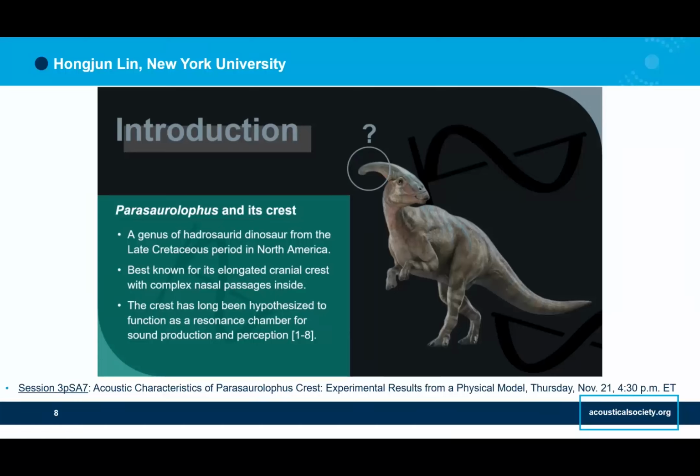It turns out that Parasaurolophus is a genus of hadrosaurid dinosaur from the late Cretaceous period in North America, and it is very, very famous for its cranial crest at the back of their skulls. This structure has long been hypothesized to function as a resonance chamber by a lot of researchers.